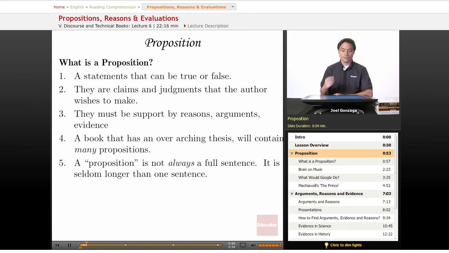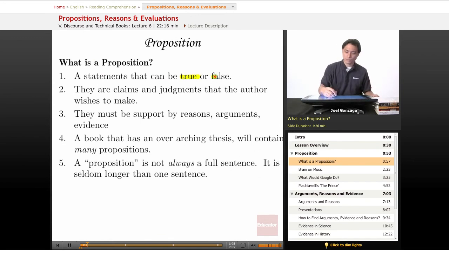Now, what is a proposition? A proposition is kind of a binary statement. Now, what do I mean by a binary statement? I mean a statement that can be true or it can be false. Maybe it could be sort of true and kind of false, but normally it's just right or wrong. And these propositions are claims and judgments from the author.